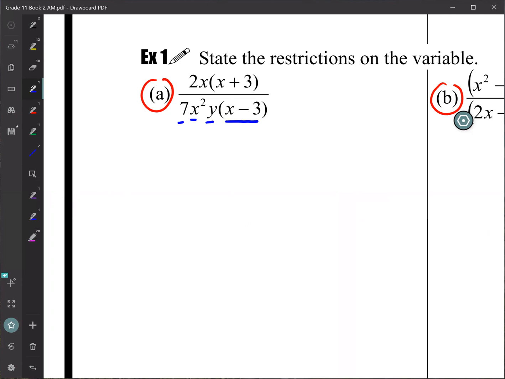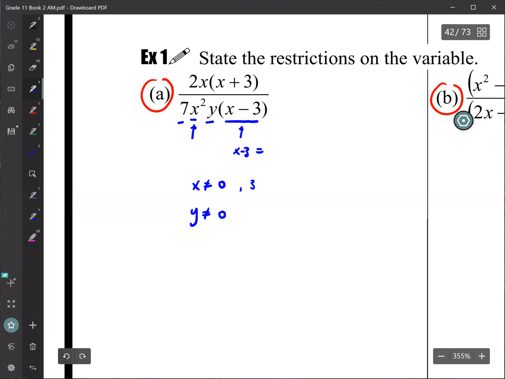Okay, Yosher, what are the restrictions? X cannot equal to 0, 3, and then y cannot equal to 0. Yeah, okay, for the x, you get restriction from 2 parts, right? You can get it from the second part, you get it from the last part. X minus 3 cannot be 0, then that will give you the x cannot equal to 3. This one give you the 0, this one give you the 0. So your answer, you can write it like this, in the red box.